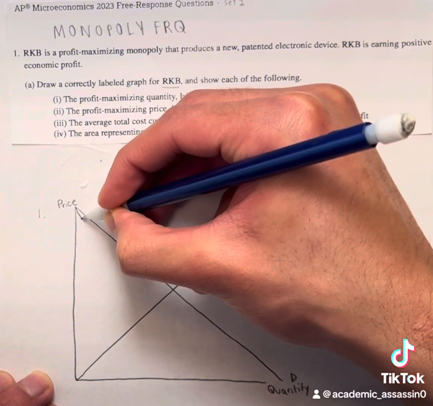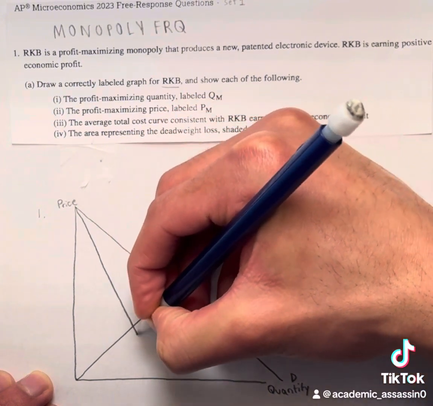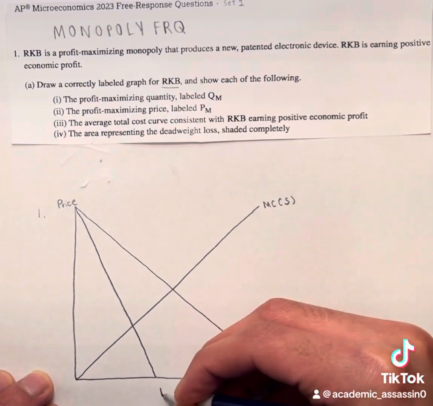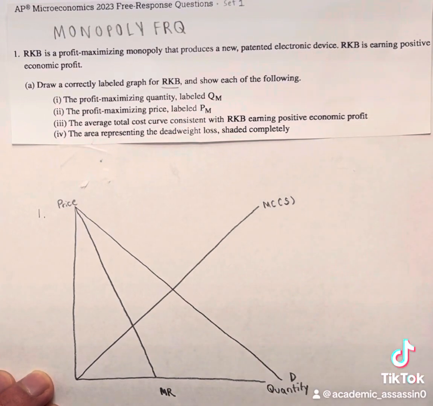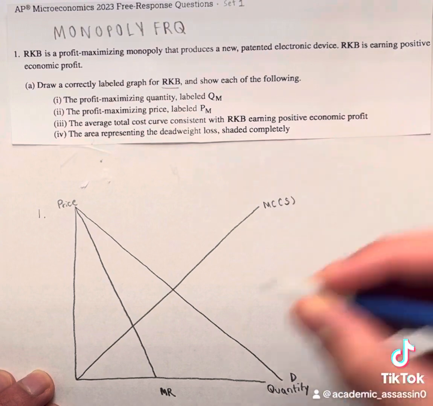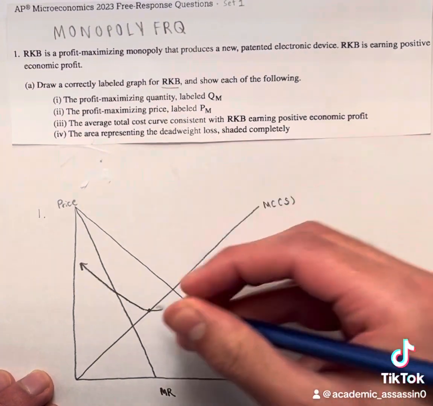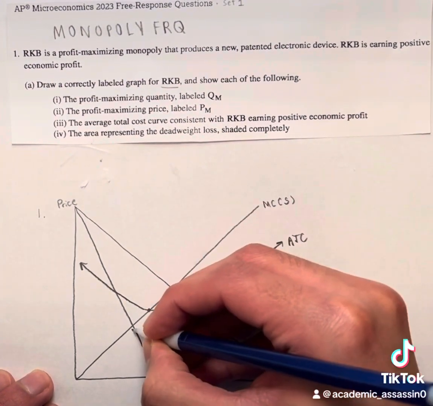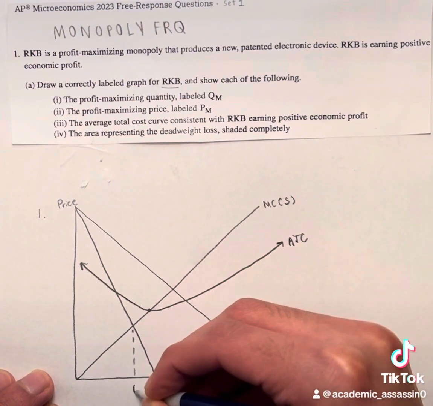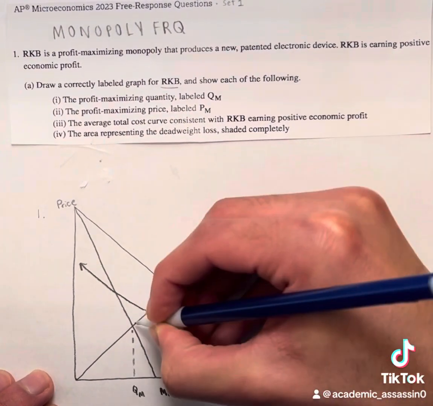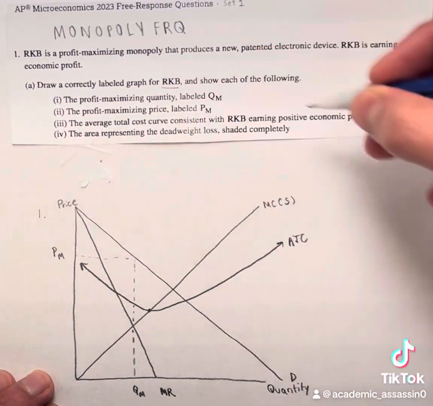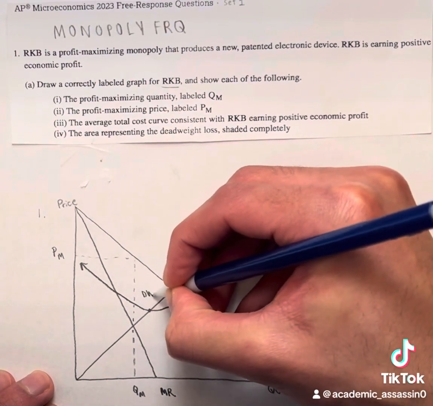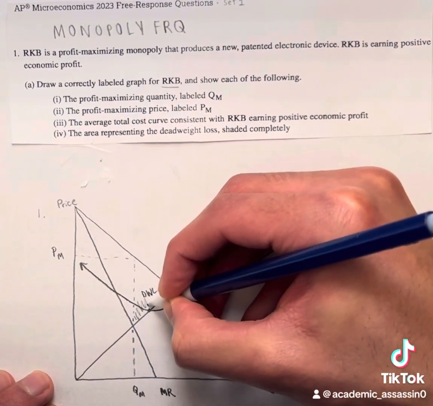Our marginal revenue curve is always half the distance from the demand curve for monopolies. Total cost. The ATC curve always intersects the MC curve at its lowest point. Remember, it's always MR equals MC, and that's always your quantity. But then to get your price, you have to go up to demand. And then they want us to fill in the deadweight loss, so it looks something like this.